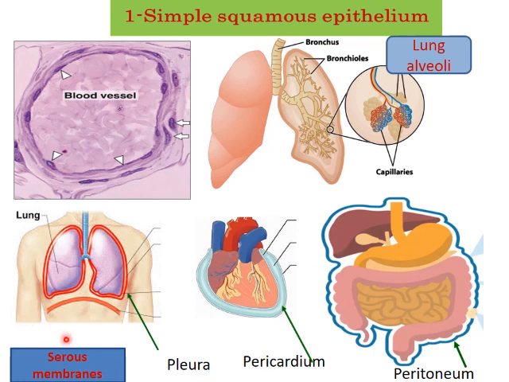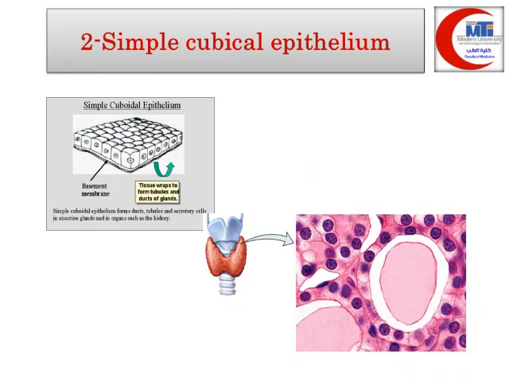Also, the simple squamous epithelium is present forming the serous membranes, like pleura, peritoneum, and pericardium. And in this case, it is called mesothelium. The second type is the simple cuboidal epithelium, formed of 1 layer of cuboidal-shaped cells with central rounded nuclei. What are the sites of simple cuboidal epithelium?